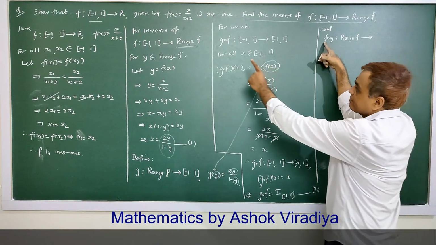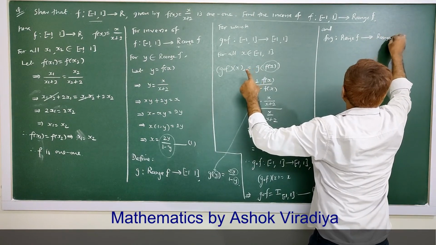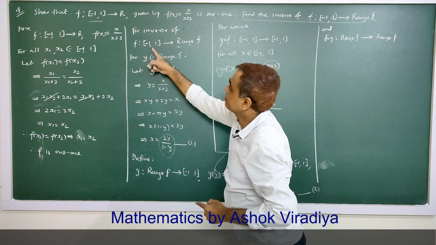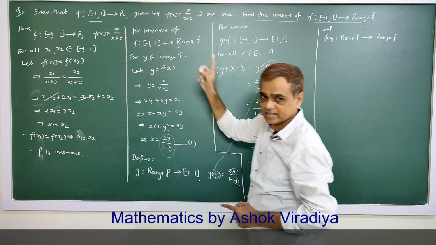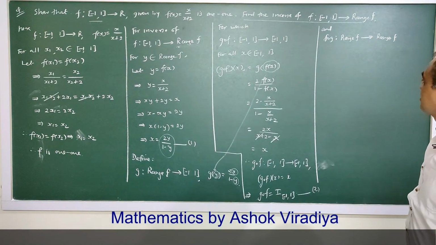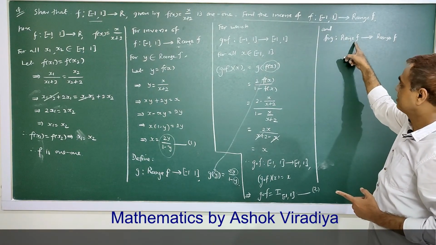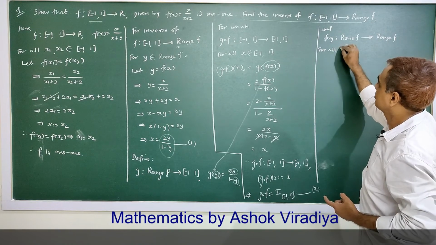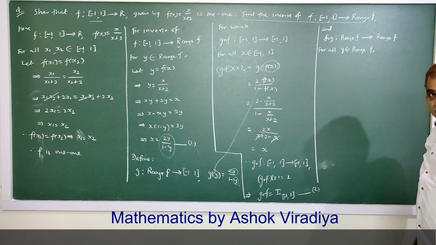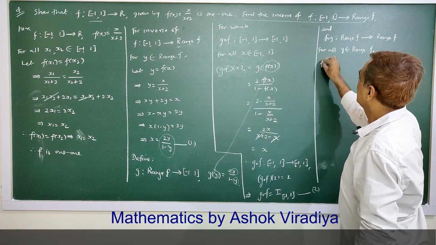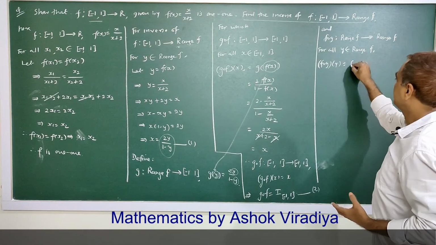What is the codomain of the second function? This is the codomain, so range f. See, look here, we are finding the inverse of this function. So consider this domain, consider this codomain. This machine will work on all elements of this set. So for all y belonging to this set, when f∘g works on y, by definition it is f of g(y).